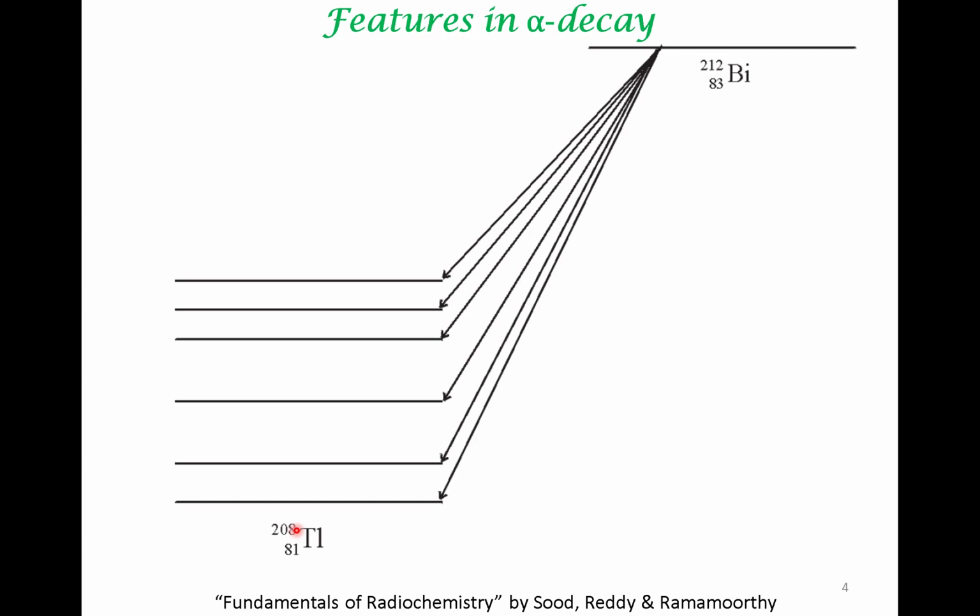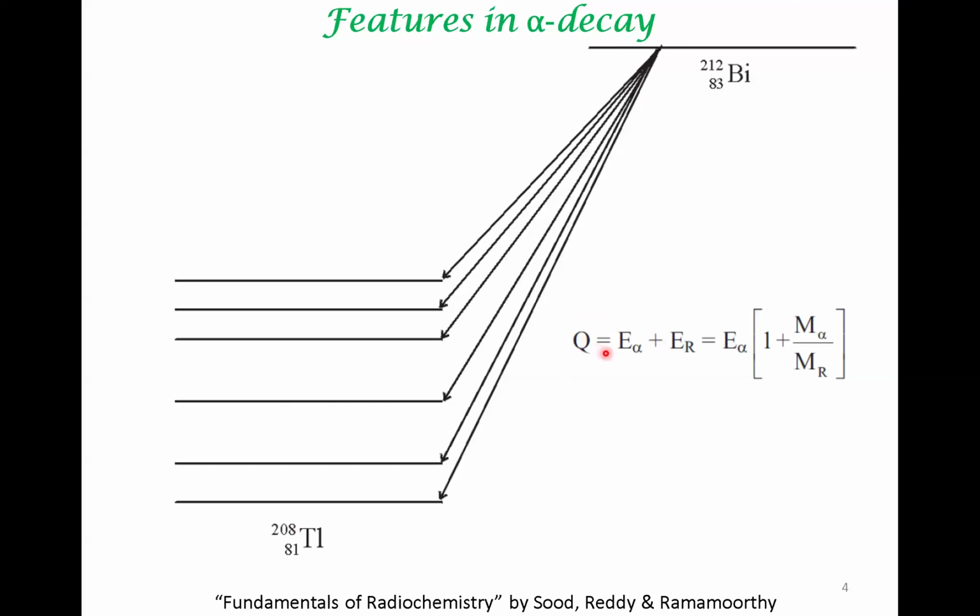So the first observation is that from any alpha decay, the energy that is released is distributed to the alpha particle as well as the recoiling atom. In this case, this is the recoiling atom. So between these two, the energy is being distributed, because from the energy conservation laws, you can write this equation.